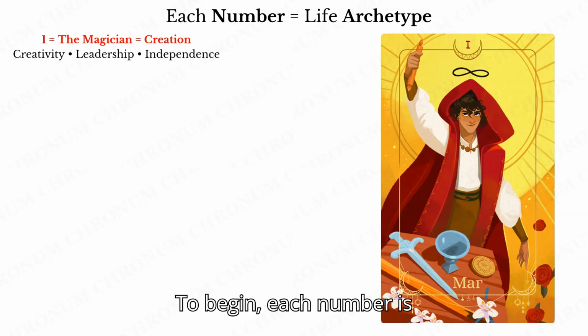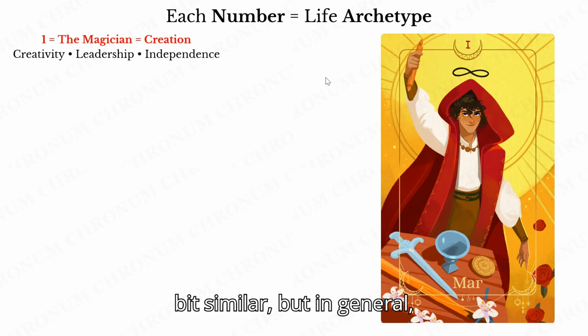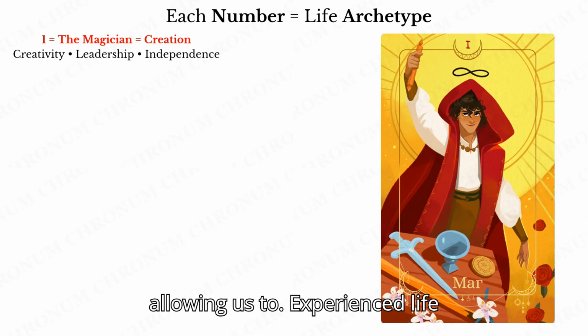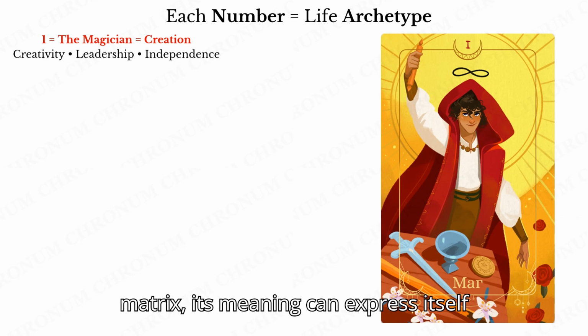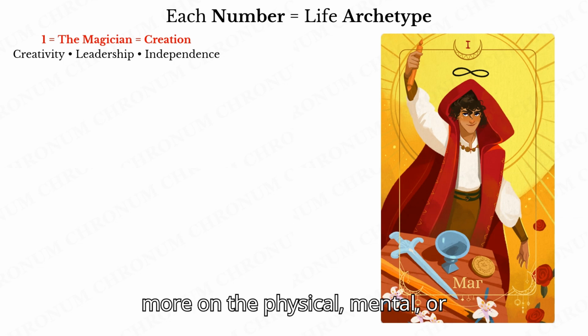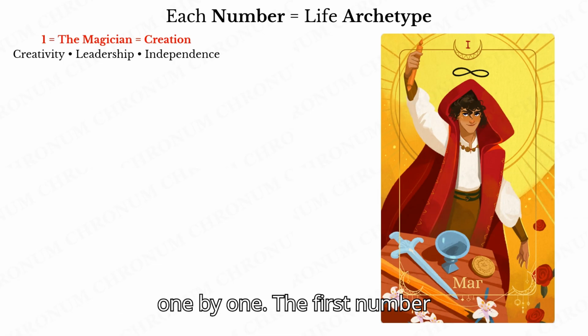To begin, each number is connected to a major arcana, which represents a life archetype. Some descriptions may sound a bit similar, but in general, every number carries its own unique energy and characteristics, allowing us to experience life in a different way. Depending on where the number appears in the matrix, its meaning can express itself more on the physical, mental, or emotional level. Let's go through them one by one.